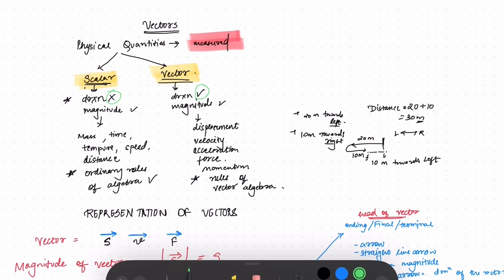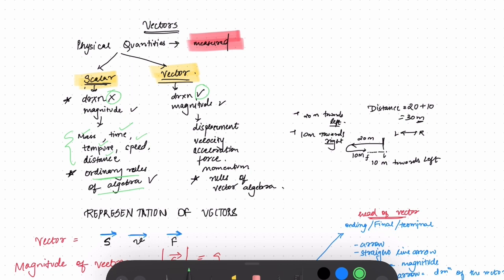For definition-wise, quantities which require only magnitude for the representation, no need of direction, are known as the scalar quantities. For example, mass, time, temperature, speed, distance. Now these quantities follow the ordinary rules of algebra. The basic rules that we use in mathematical calculations are the ones that are applied over here as well.